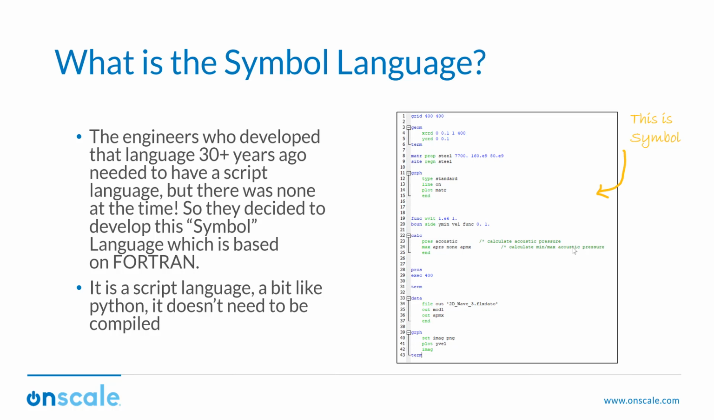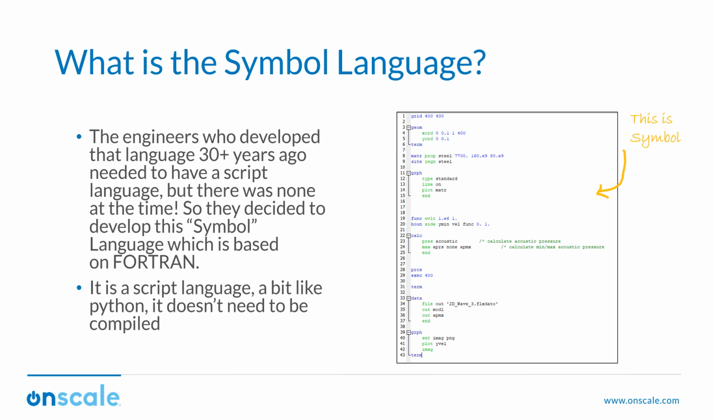whenever you want to use a FORTRAN code, you have to compile it first. So it's not that intuitive to use if you have a very simple code and you don't want to make things very complicated. The symbol language is basically some kind of scripting based on FORTRAN, so you can understand it as a kind of FORTRAN script. And the advantage is that it doesn't need to be compiled.